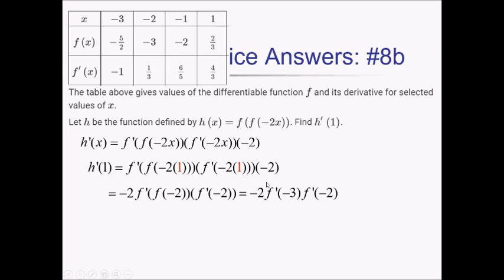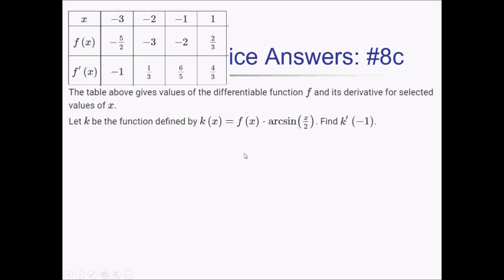So I've got negative 2 times f prime of negative 3. F prime of negative 3 is negative 1. So this is negative 2 times negative 1 times, well, what's f prime of negative 2? Looking that up in the table, that's going to be a value of 1/3. Okay, so this is just 2 times 1/3, or 2/3.